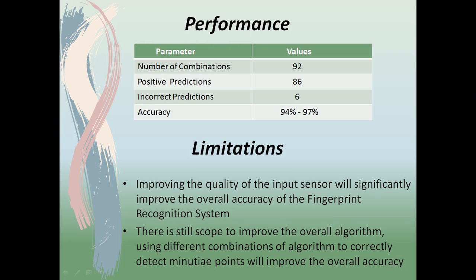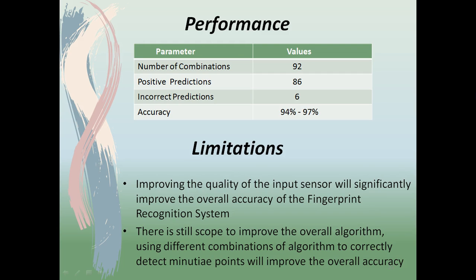So I had a total combination of 92 fingerprint images. I compared every fingerprint image with every one of them and saw whether it was giving me matches, false matches, or a correct no match. It gave me 86 positive predictions, and the other 6 were wrong. So I could safely say that the system right now has an accuracy of 94 to 97%, which I believe is good, but we have scope of improving it also, which we are going to talk about in the limitation section.